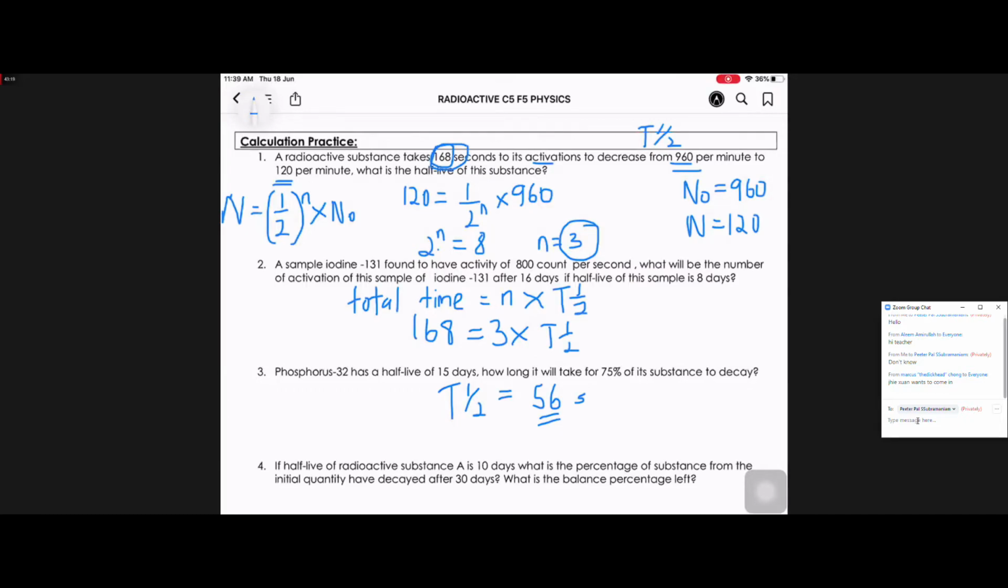Okay, the idea here, initially it was 960 count per minute. Then after some time, the balance is 120 count per minute. By using this formula, we are trying to find out how many times the half-life occurred. We found out 3 times. There's another formula: total time equals the number of times the half-life occurred times the time of half-life. So we realize it's 56 seconds.